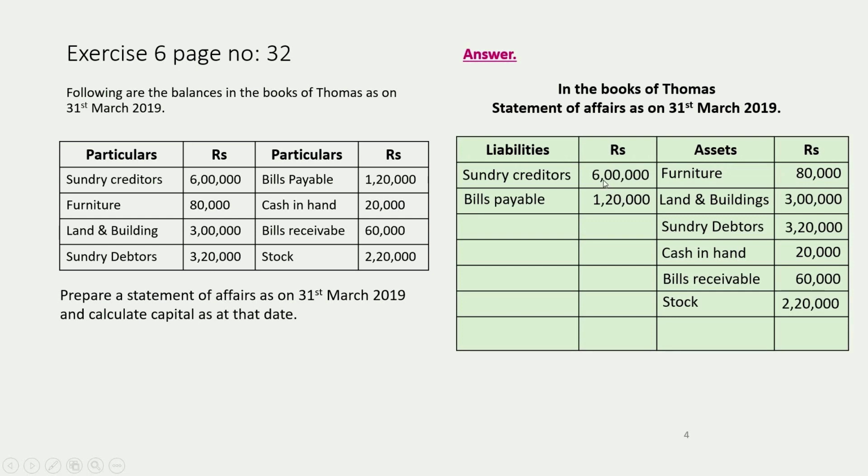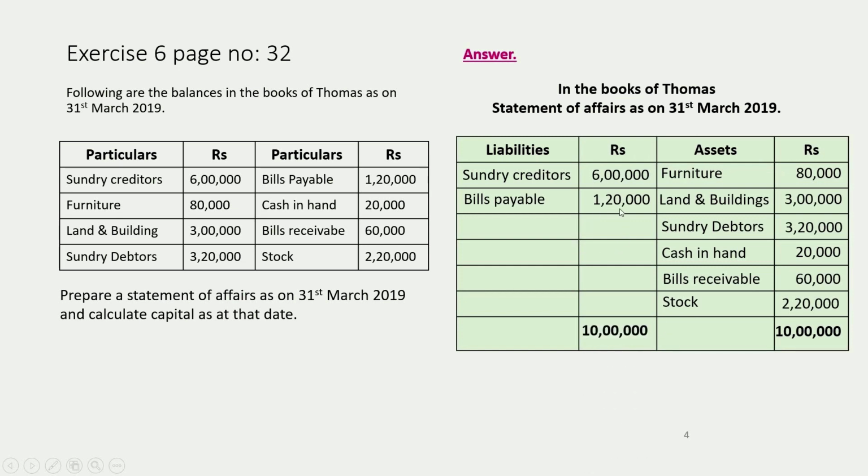See here, on the liability side, we have 6 lakh plus 1,20,000, that is 7,20,000. But here, you have a greater amount. I think this side will be greater. So, we will balance it. When we total everything, we will get 10 lakhs. 80,000 plus 3 lakh plus 3,20,000 plus 20,000 plus 60,000 plus 2,20,000. When you add everything, you will get the total as 10 lakhs. So you write this total here also.